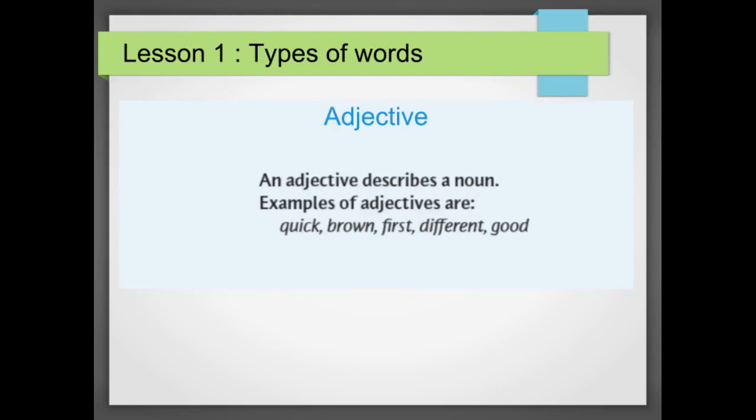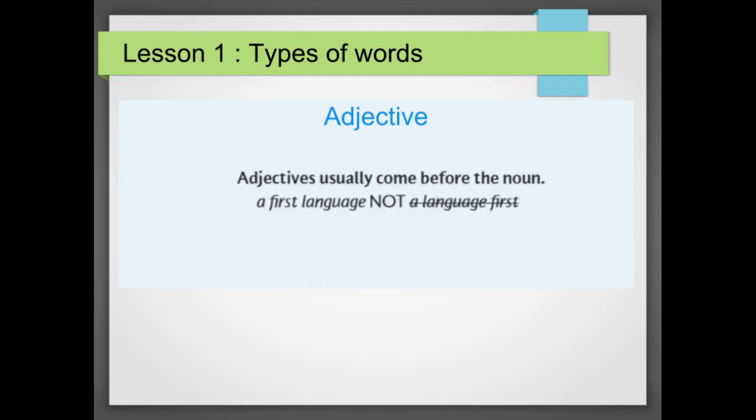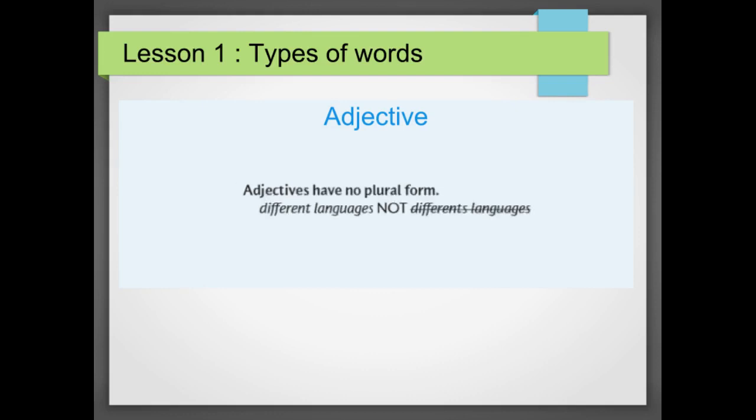An adjective. An adjective describes a noun. Examples of adjectives are quick, brown, first, different, good. Adjectives usually come before the noun. For example, a first language, not a language first. Adjectives have no plural form. For example, different languages, not differents languages.